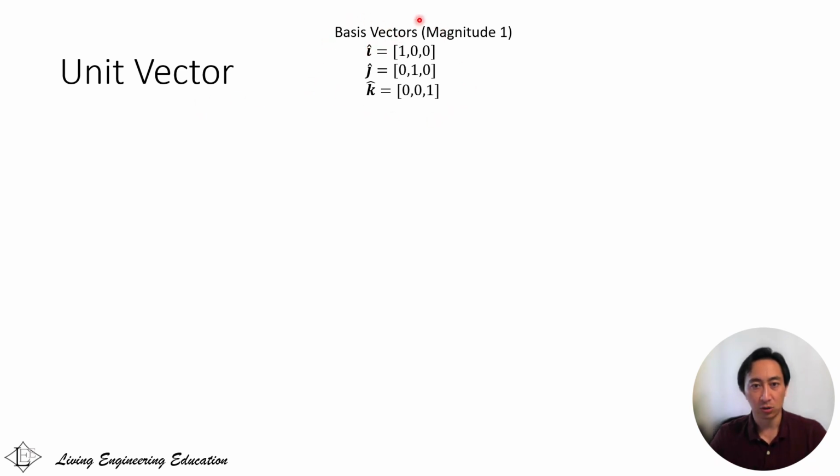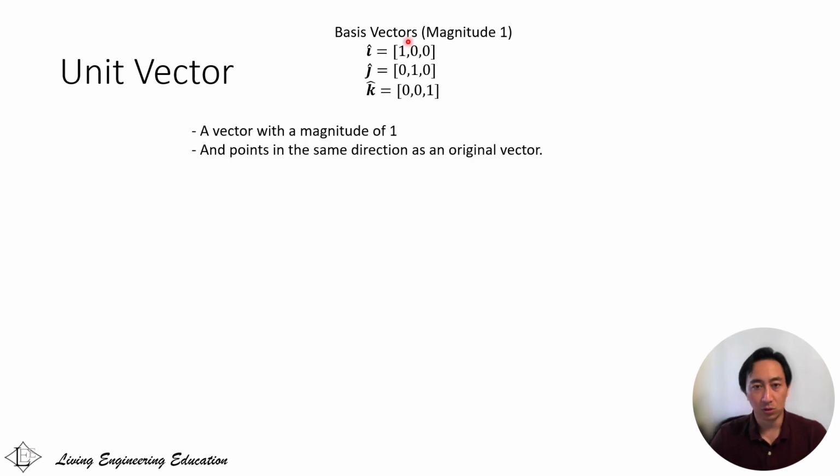This is when I introduced the basis vectors, the i hat, j hat, and k hat. These vectors have a magnitude of 1. That's the only definition of a unit vector. But you can find unit vectors of existing vectors, and in those cases, we do force the magnitude to be equal to 1, just like the basis vectors.